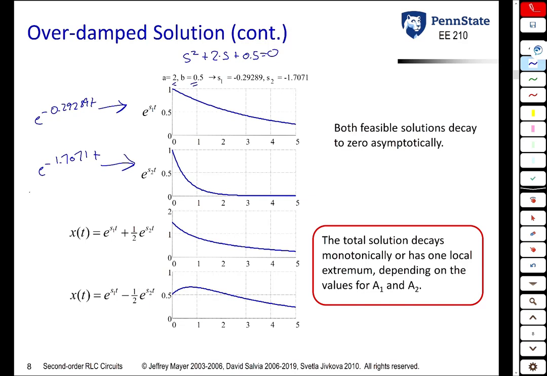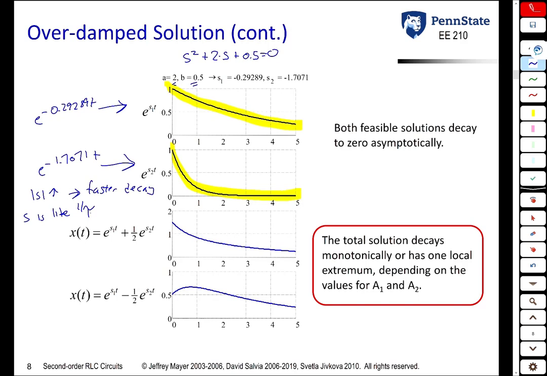Notice that as the magnitude of s goes up, we get a faster decay. So the one that has a larger s has a quicker decay. The one that has a smaller s has a slower decay. In other words, you can sort of think that s is sort of like 1 over a time constant.